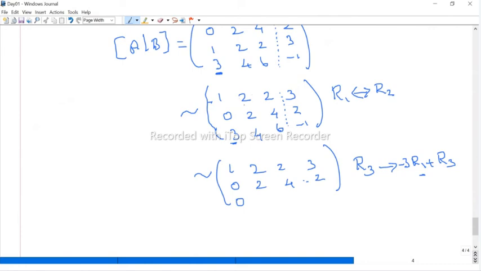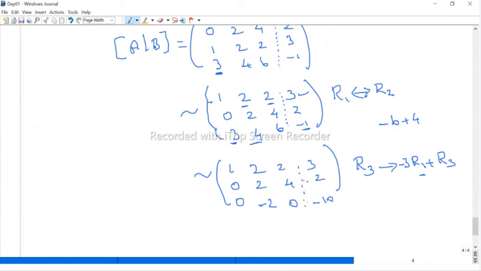Now, this is 2. If you multiply by minus 3, we get minus 6, and then you add the corresponding term here, 4. Therefore, minus 2 here. Then again here, 2. If you multiply by minus 3, we get minus 6, and we add 6. Therefore, it is 0. And similarly here, 3 is there. If you multiply by minus 3, minus 9, and then you add minus 1, therefore minus 10. So this is a new matrix.